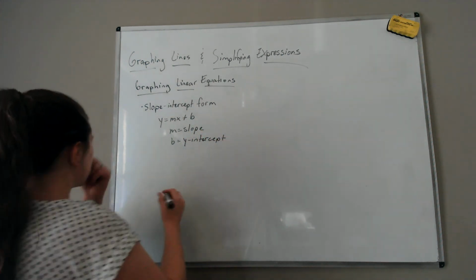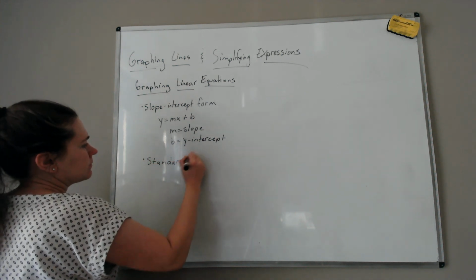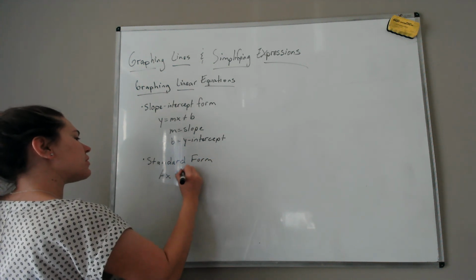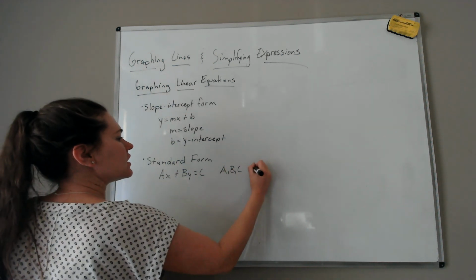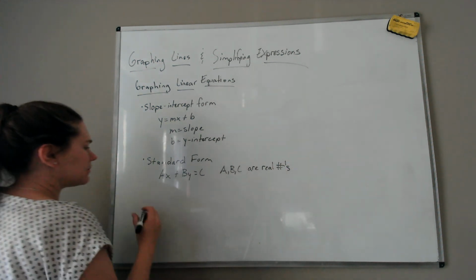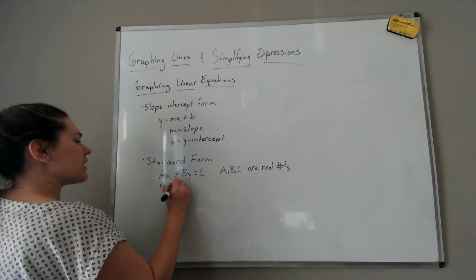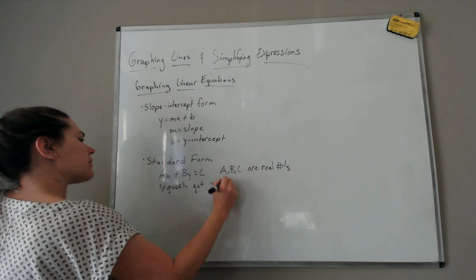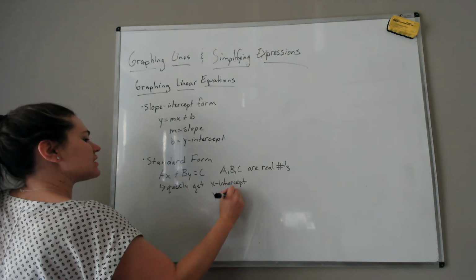And the second is called standard form. When you're in standard form, it looks like this: ax plus by equals c. A, b, and c are real numbers. And what you can do when you're in standard form is you can quickly get the x-intercept and the y-intercept. Now, what's the x-intercept?